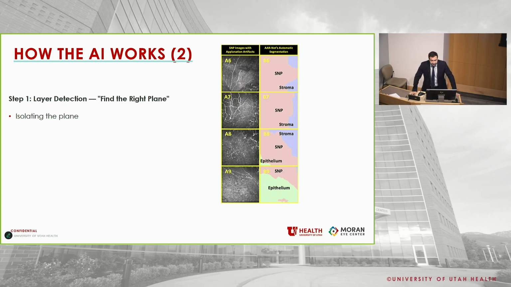But the subbasal nerve plexus has some artifacts, or applanation artifacts, particularly in the periphery of the pictures. Some of them are stroma-related, some of them are epithelium-related, and we want the AI to be able to segment these areas separately so that we can have good quantification of these measures in the future. So it labeled the SNP in red, the stroma in blue, and the epithelium in green after it was trained.